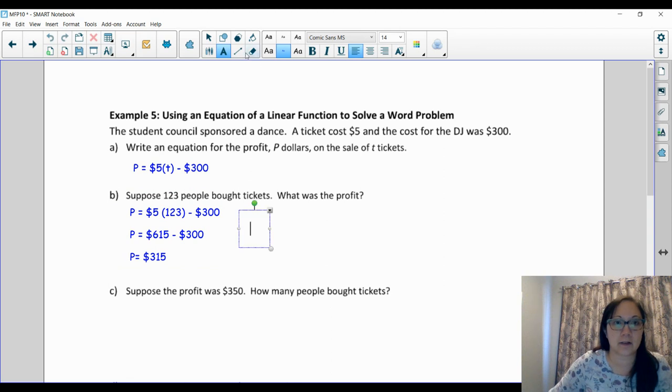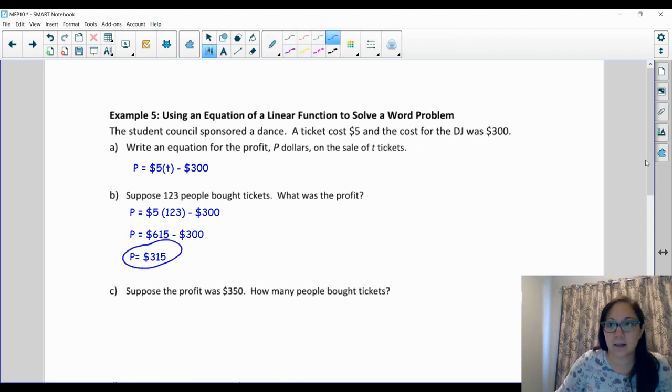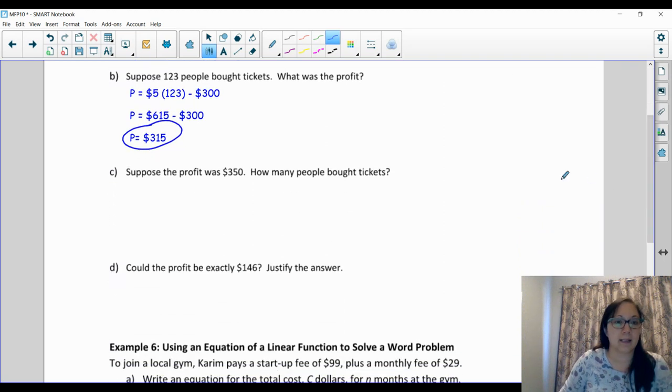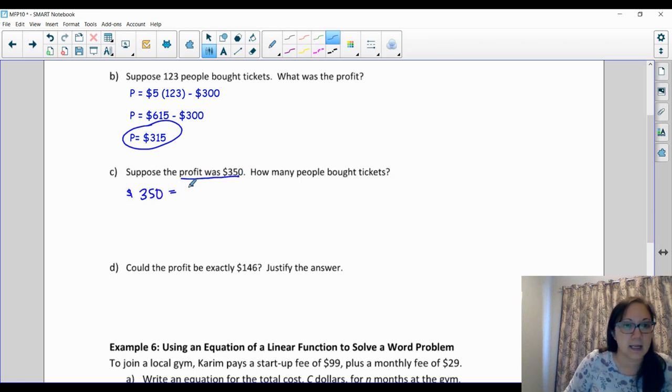And you know what? Let's go ahead and circle that. It's a final answer. Please, as you're working through your assignment, it's good to circle those, especially when you've calculated something. Now, let's suppose the profit was $350. How many people bought tickets? So we're going to do the same kind of setup, except this time the profit was $350. So we're going to put $350 in the spot of P, and we're going to solve for the T value, or the number of tickets.